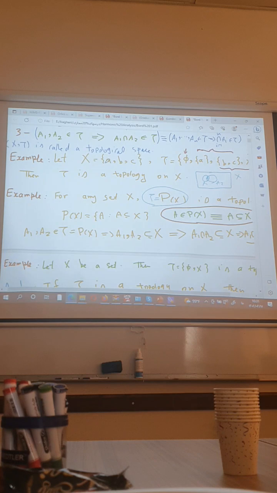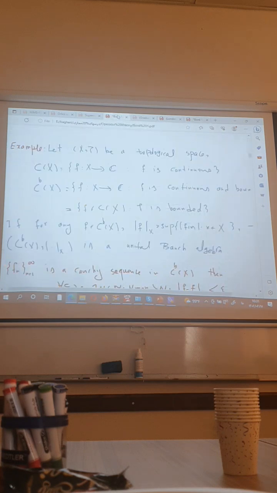This is the definition of topology. This is the definition of algebra. These are different. Two different definitions.